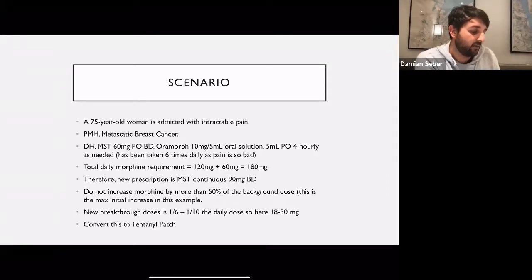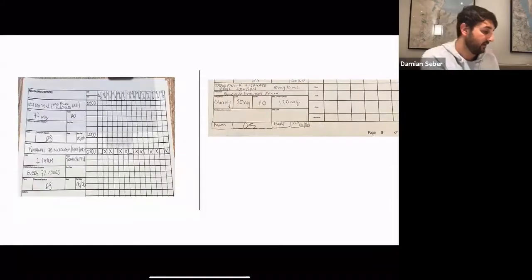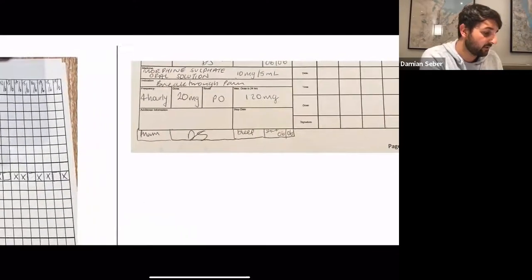Okay, so usually they'd get you to do that and then be like, oh, convert this to a fentanyl patch for when she goes home. So again, you just go to the palliative prescribing in the BNF, scroll down to where the fentanyl patches are, and take the total daily morphine requirement. So here it's 180, and look what that conversion is to fentanyl patch, and it will tell you. So 180 milligrams of morphine is equivalent to 75 micrograms an hour of fentanyl. So this is your breakthrough prescription.